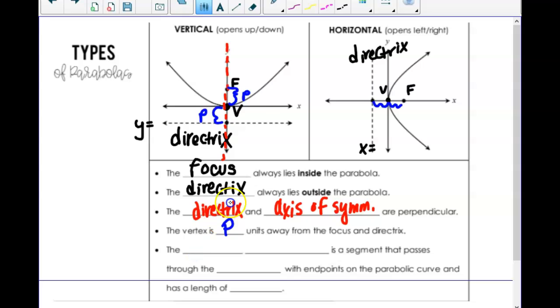Let's see, is a segment, oh, this is an interesting one. This is called the latus rectum. I have no idea who came up with this word. It sounds like something from Fairly Odd Parents. Did anybody remember that show? They always talked about Uranus. Made jokes. This is the latus rectum. What it is, is a segment that passes through the focus with the endpoints on the parabola, and it has a total length of 4p.